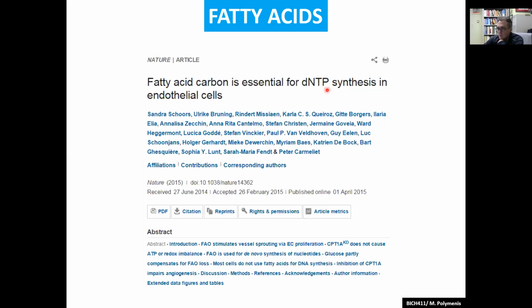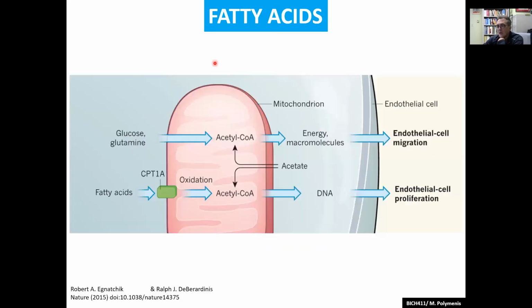But that's what these people found, not long ago in 2015. They found that endothelial cells can actually bring in fatty acids. And again, the rate limiting part here was the carnitine palmitoyl transferase, the shuttle that brings the fatty acid into mitochondria to burn it to acetyl-CoA. It turns out that this carbon that was derived from fatty acid breakdown made it into DNA for some weird reason. We don't actually understand how this happened, but clearly acetyl-CoA can be used to make bigger molecules, at least in this case.